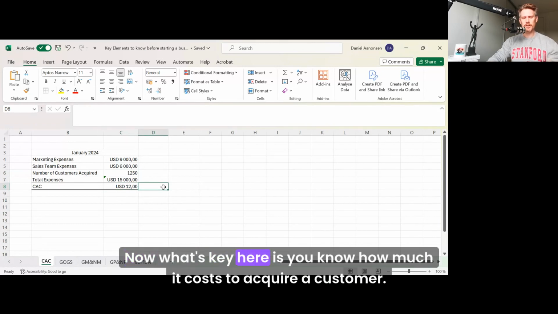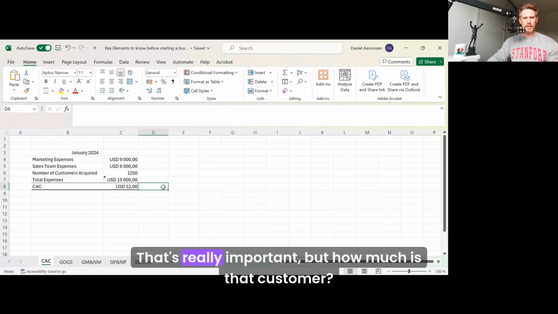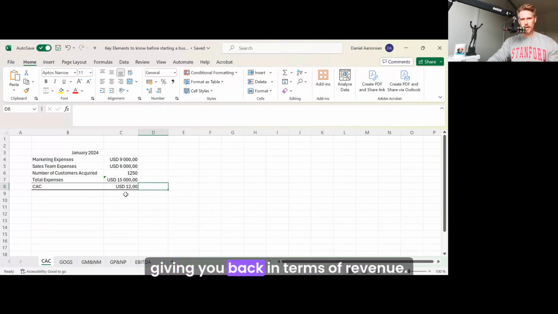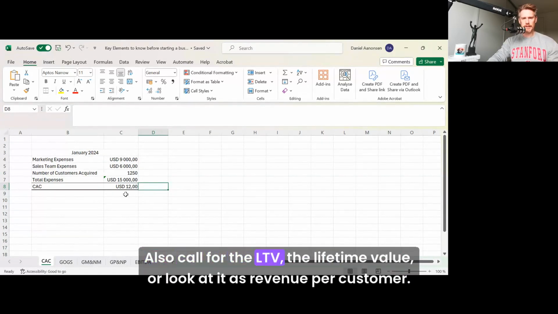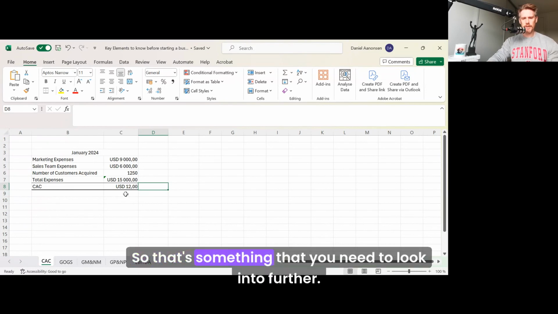Now, what's key here is you know how much it costs to acquire a customer. That's really important. But how much is that customer giving you back in terms of revenue? So that is the next step you need to take. Also called the LTV, the lifetime value, or look at it as revenue per customer. So that's something that you need to look into further.